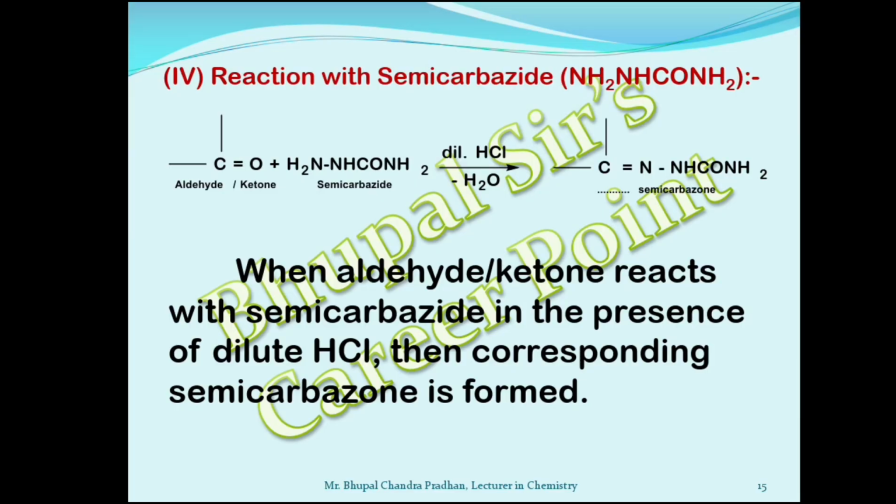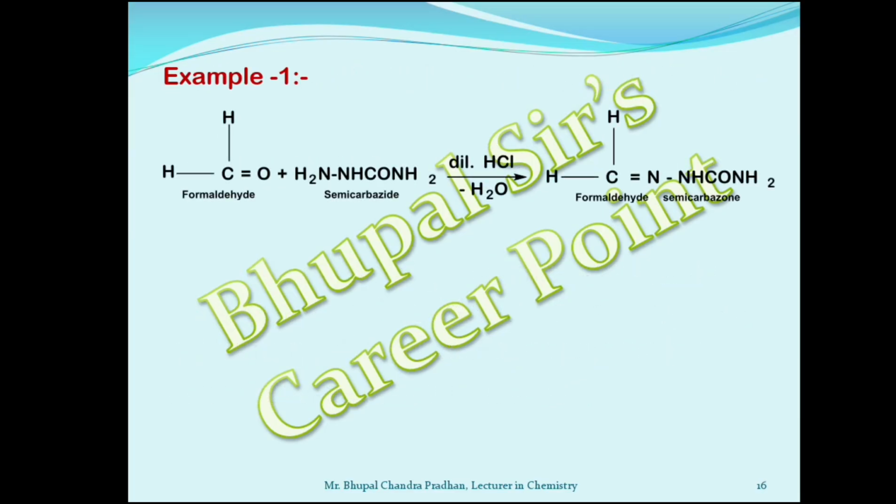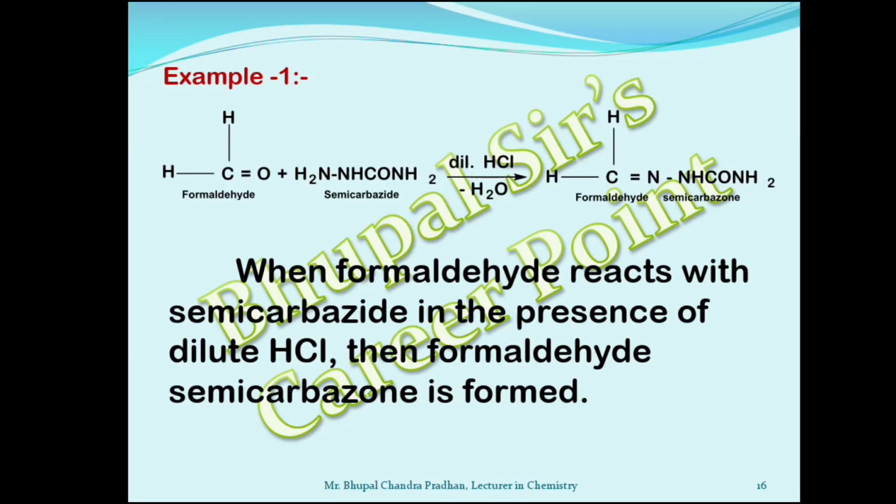Let us discuss them in the different examples. Example 1. Whenever formaldehyde reacts with semicarbazide in the presence of dilute HCl, water molecule will be eliminated. How? The oxygen of carbonyl group and H2 of semicarbazide is removed as water molecule and it will give us formaldehyde semicarbazone. In the statement, we have to write down, when formaldehyde reacts with semicarbazide in the presence of dilute HCl, then formaldehyde semicarbazone is formed.